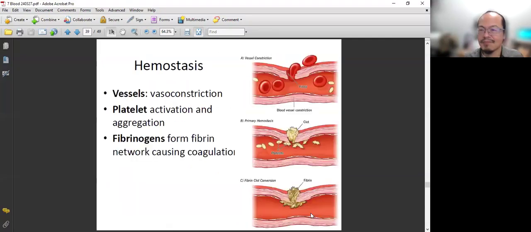So that's these three, and that's it. That's the major thing. You need to know what the major players are for the hemostasis: vasoconstriction, platelet activation and aggregation, as well as the fibrin. Fibrinogen becomes fibrin, becomes the fibrin network.